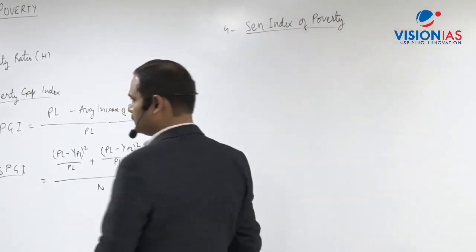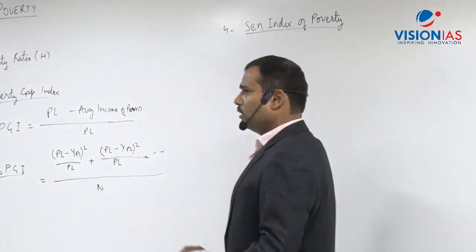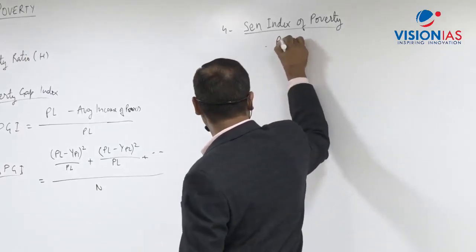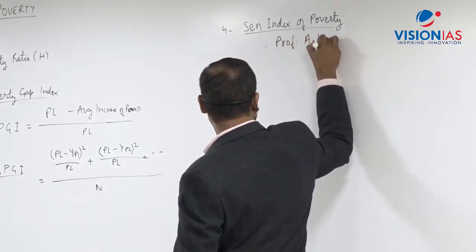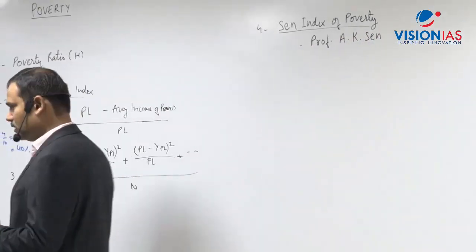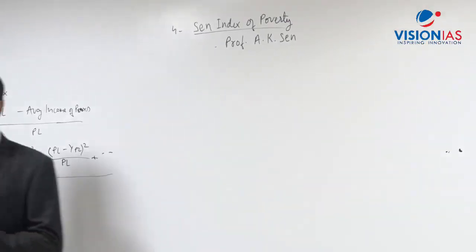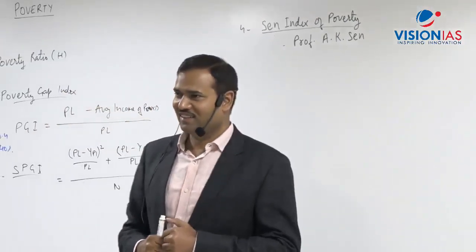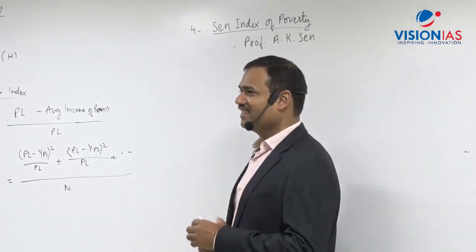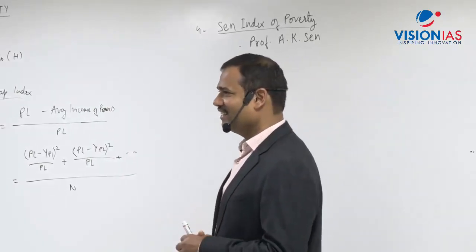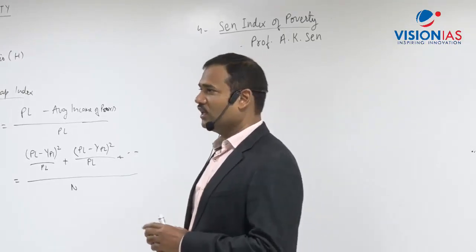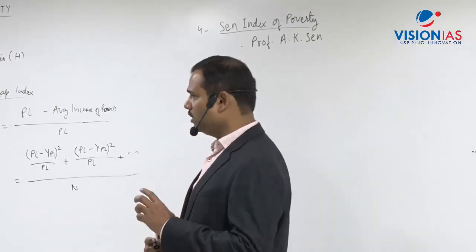Sen index of poverty. It must be given by which economist? Professor Amartya Kumar Sen. So, who is Professor Amartya Kumar Sen? He is famous for what? He is more famous for the HDI, and even more famous than that, he got the Nobel Prize. In which year? In 1998.